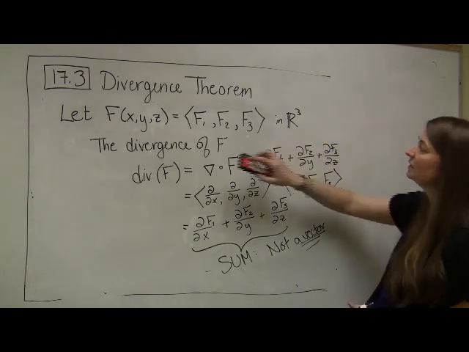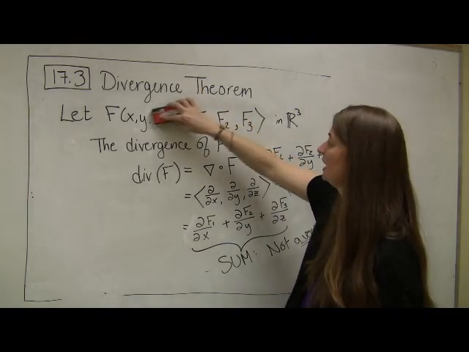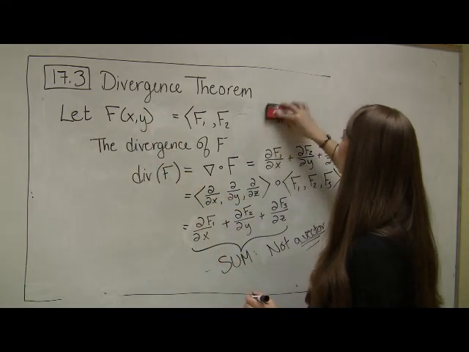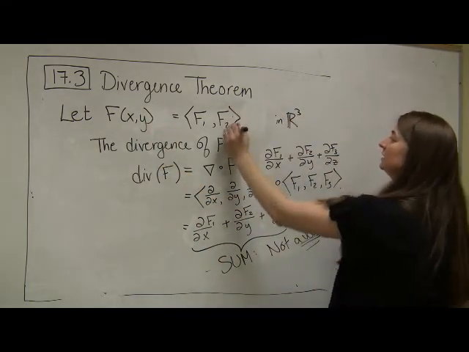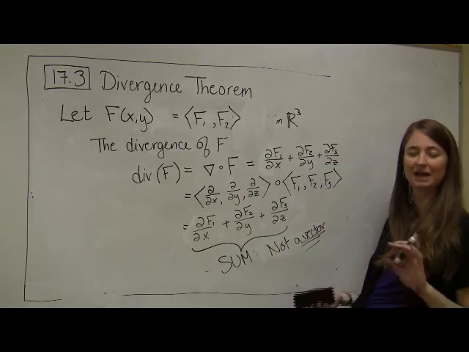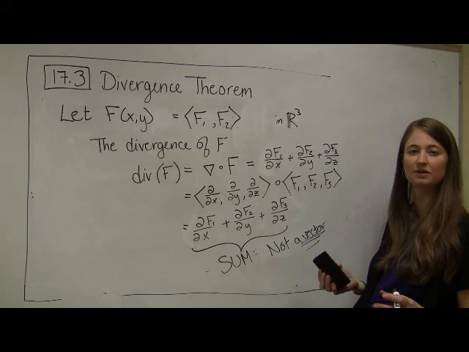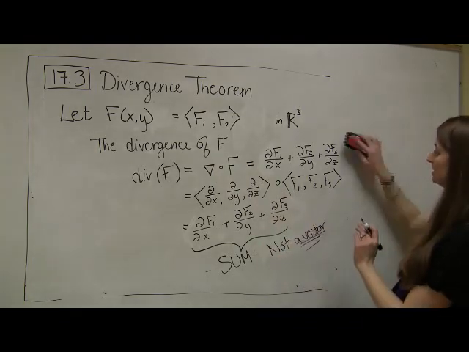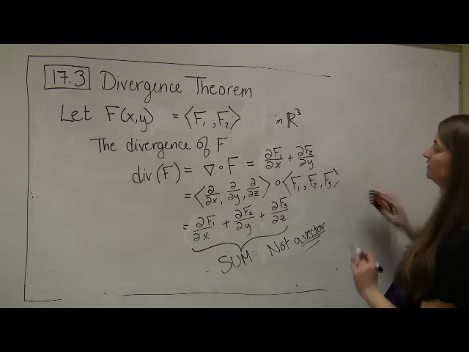Just as a side note, let's say that our function only had 2 components. Let's say it was in R2, our vector field. Divergence also applies. So unlike curl and scalar curl, where we had 2 different definitions depending upon whether our vector field was in R2 or R3, for divergence, it's the same thing. We would just get rid of this third component.